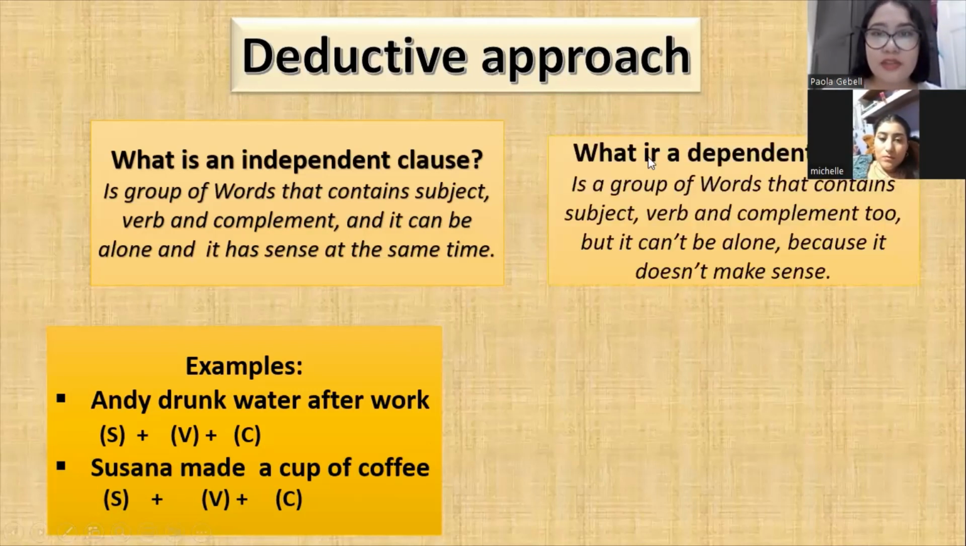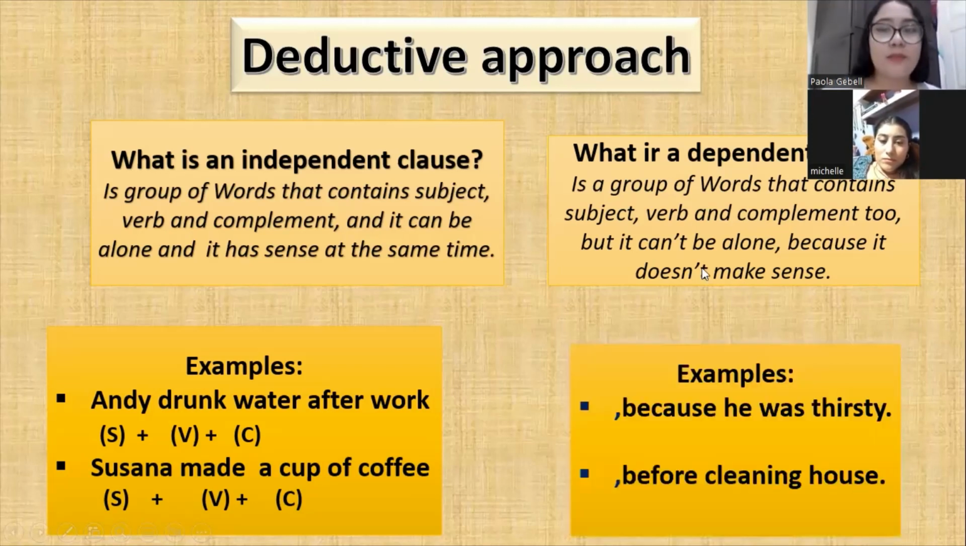Here, I'm sorry, here I have to put a letter S. What is a dependent clause? A dependent clause is a group of words that contains a subject, verb, and complement too, but the difference is that it can't be alone because it doesn't make sense on its own. Here we have two examples where I can explain why the dependent clause doesn't make sense on its own. For example, here we have: because he was thirsty.